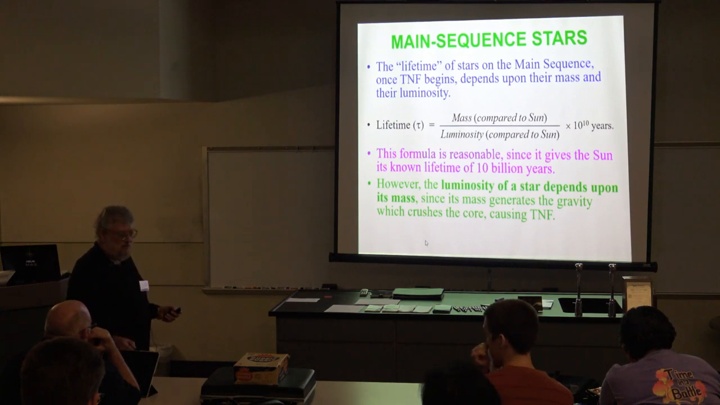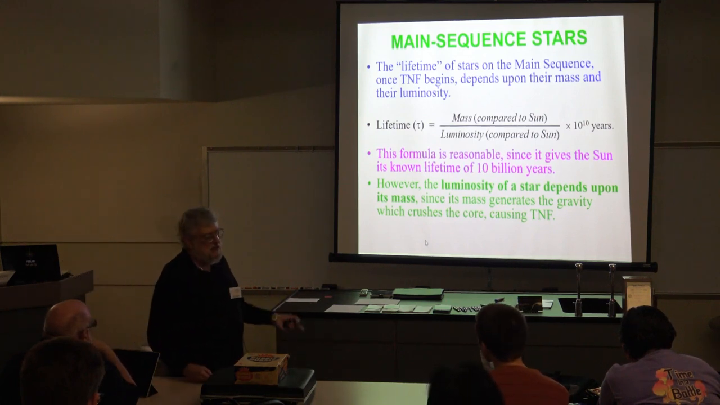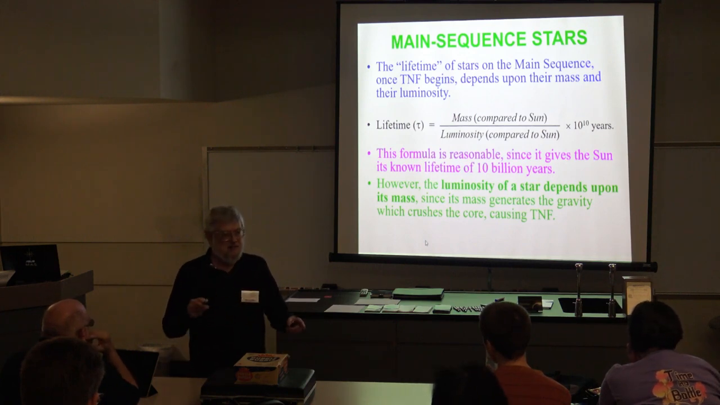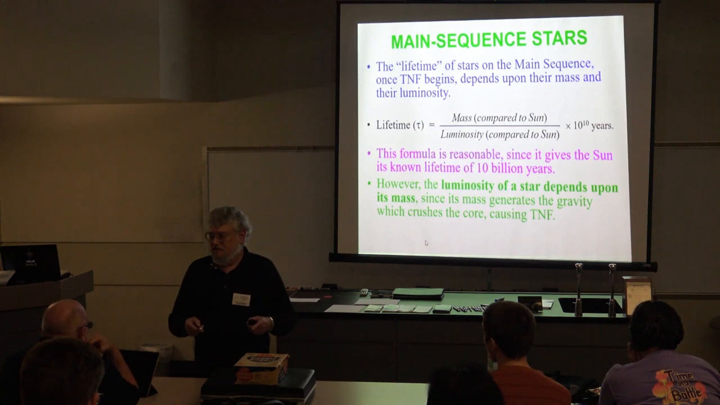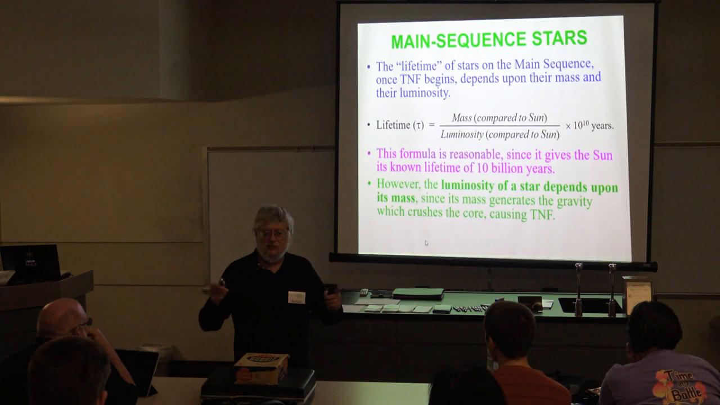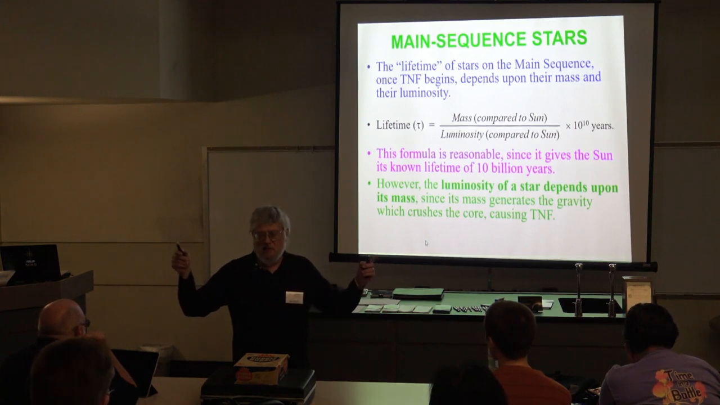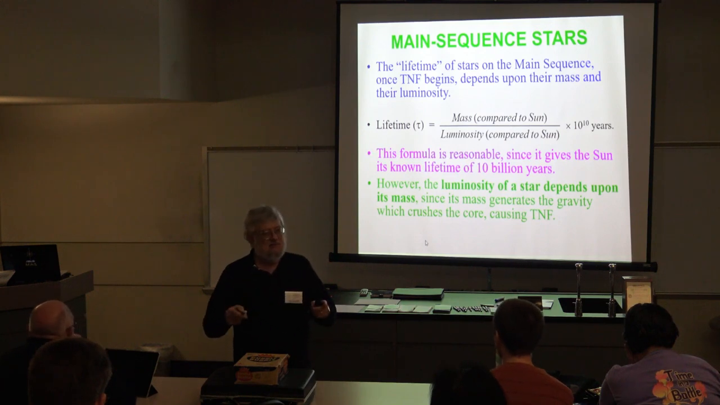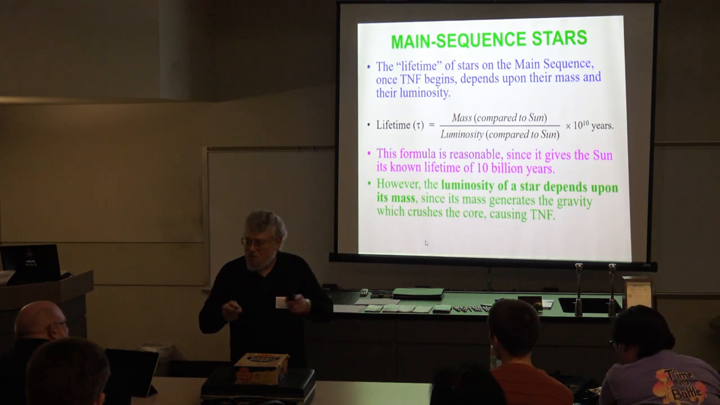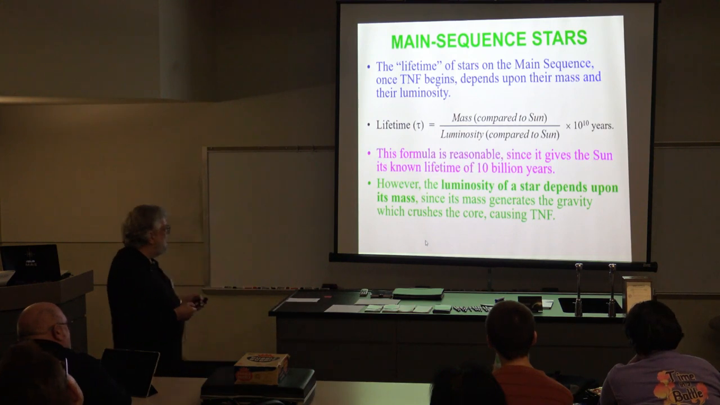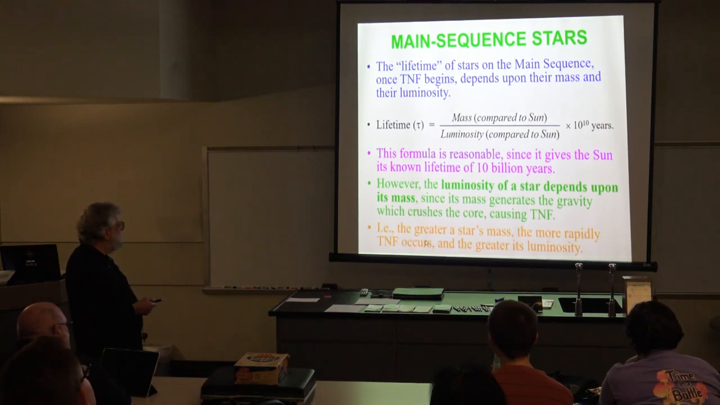Now, if you think about that for a minute, it makes sense. What is it that makes the sun or any star put out energy? It's the nuclear reaction going on in the center. Well, what causes that to happen? It's the tremendous pressure and heat caused by the gravity of the star mashing on its center. Well, what causes the gravity? It's the mass of the star. So the more massive it is, the harder it squashes the center and the faster the reaction takes place. So the mass determines the luminosity.